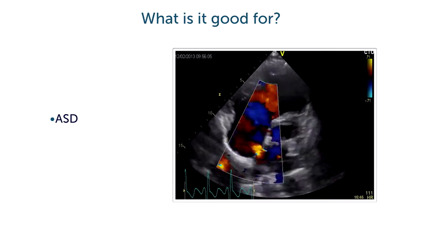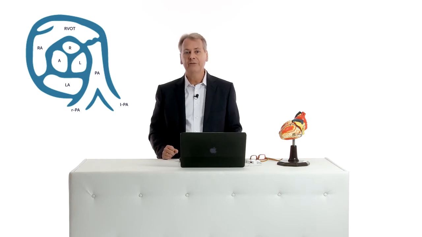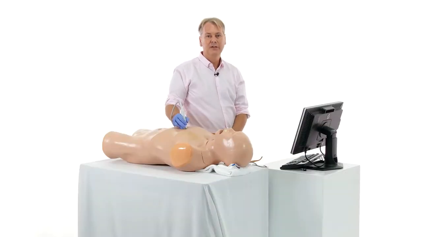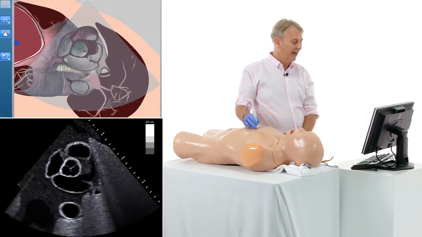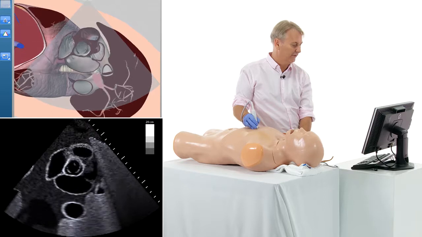As already mentioned, the short axis view is ideal to identify the individual cusps of the aortic valve. How is this done? Well, we'll take a look in the following demo. Let's take a look at the short axis view on the simulator here and see how we can actually identify the different cusps of the aortic valve.